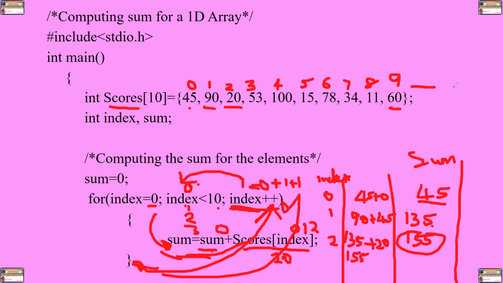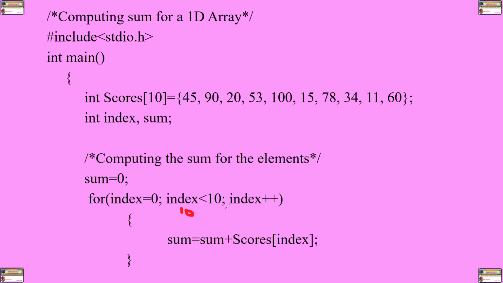And then once 9 is incremented by 1, it becomes 10. So we now check, is 10 less than 10? No. So we are going to skip this loop and come out. So my dear students and the rest of the learners, that's how the for loop works.